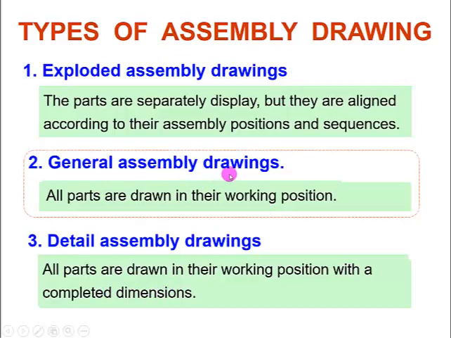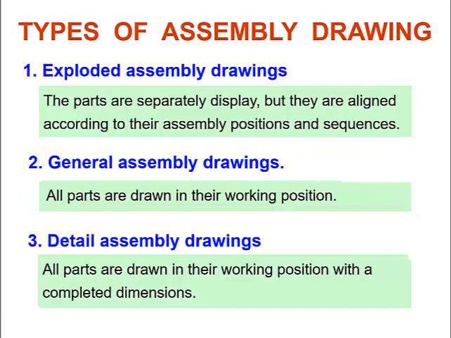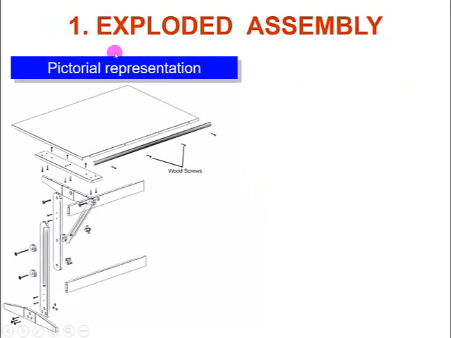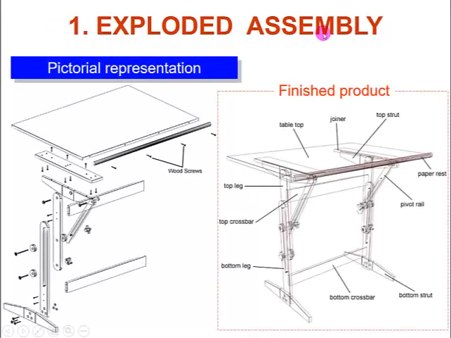Just in this course, it's the basic one and the general one. General assembly drawing: all parts are drawn in their working position. Let's see. This is the exploded assembly, but I don't need you to do that yet. But if you would like to, you can do it.